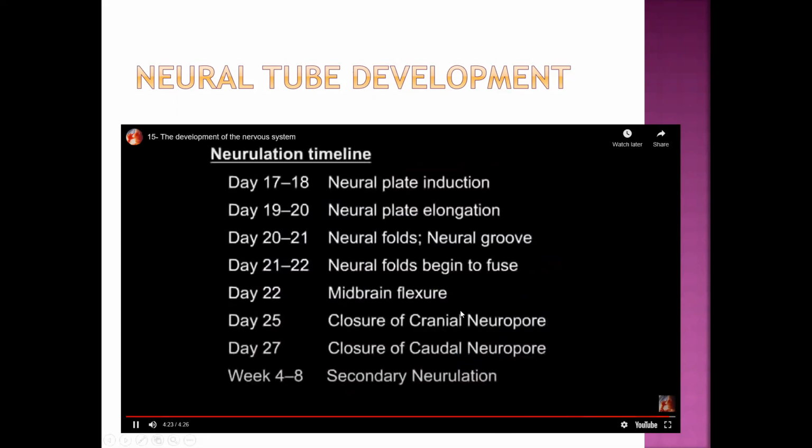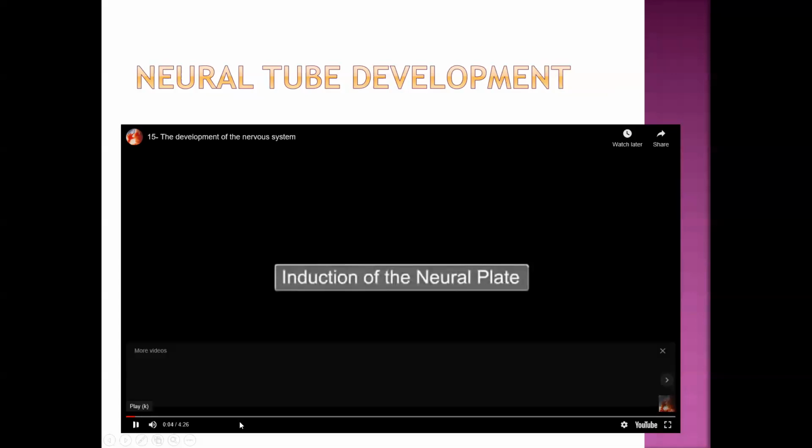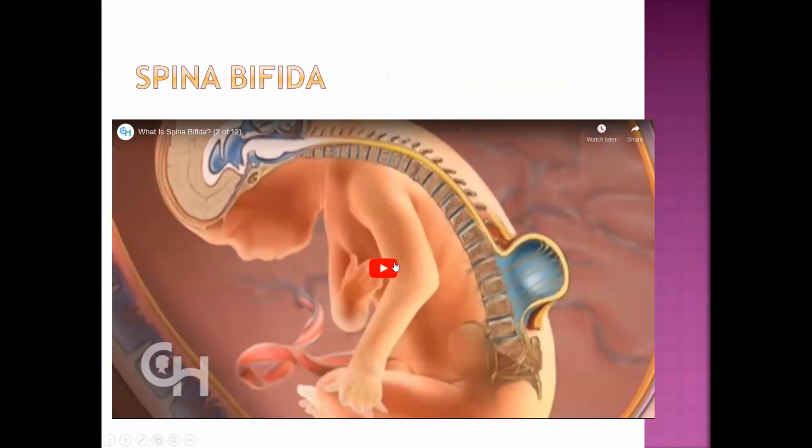Okay, so that's good enough for looking at that. I like that all put together there. So, all right, now we're going to go ahead and look at that problem that happens with the caudal end, or the tail end, of your spinal cord, and it's called spina bifida.